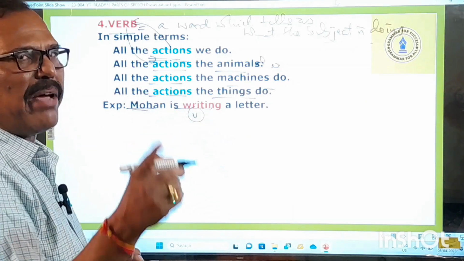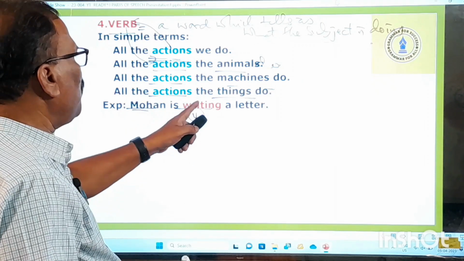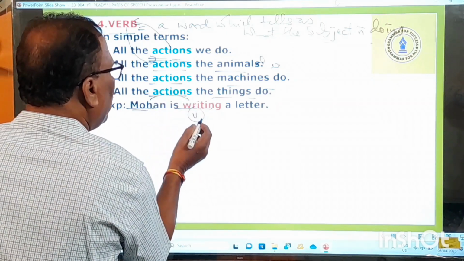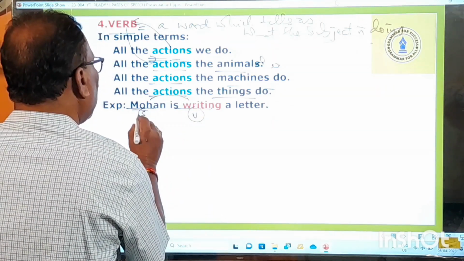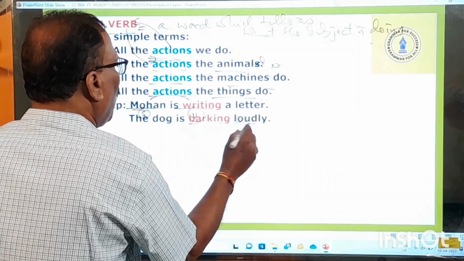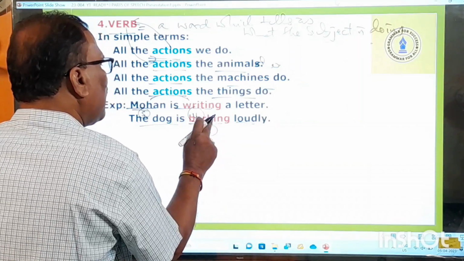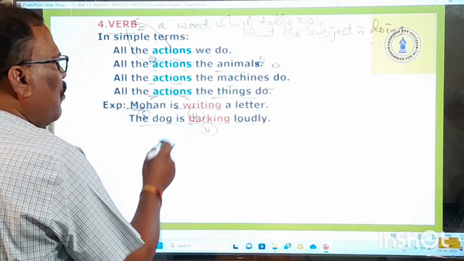All actions done by man, all the actions we do are called verbs. So here Mohan is doing this action and therefore it is a verb. And here this is the subject, right? And next comes the dog is barking loudly. What action is the dog doing? It is barking. Barking is the action being done by this dog and therefore it is a verb.